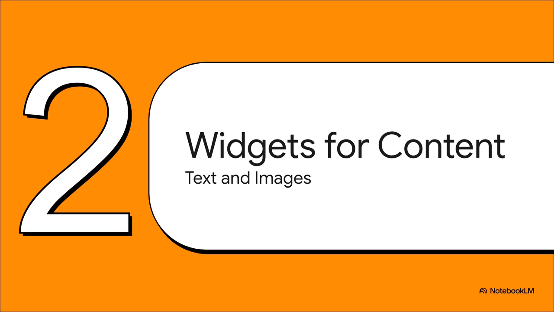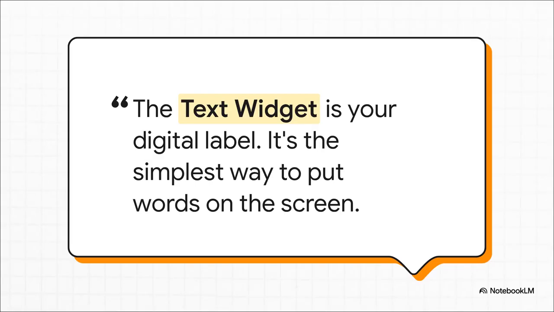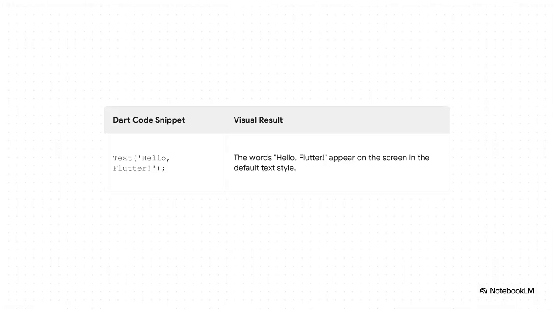Okay, enough theory. Let's get to the fun part. We're going to start with the widgets that actually put stuff on the screen for people to see. You know, the basics, words and pictures. And first on our list is the text widget. No surprises here, it does exactly what you think it does. It is your digital label. Anytime you need to slap some words onto the screen, this is your go-to tool. Super simple, super essential.